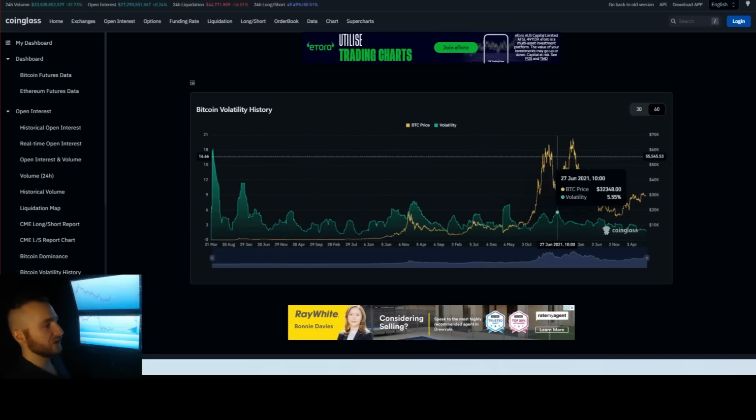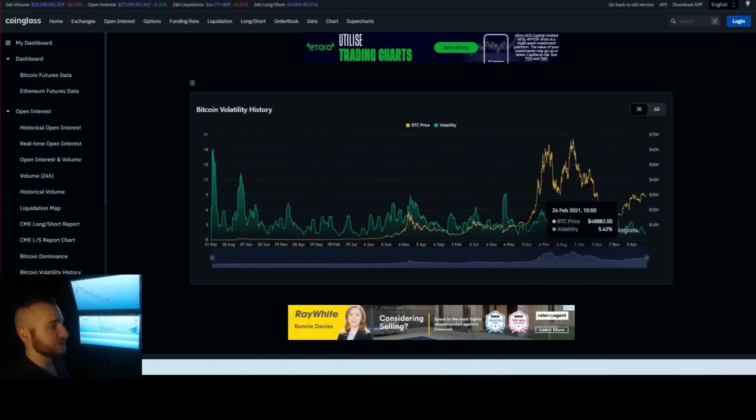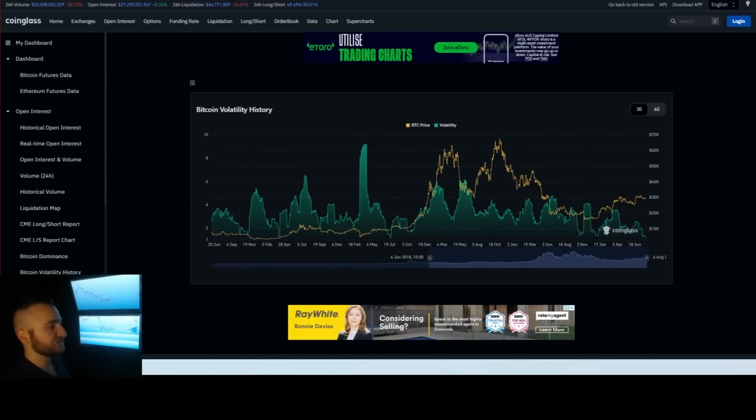Moving on to the volatility index for the 30-day period, we can see the volatility index is hitting record lows, sitting at only 1.26. The last time we have seen the volatility index on the 30-day period be this low was all the way back in July 2020.